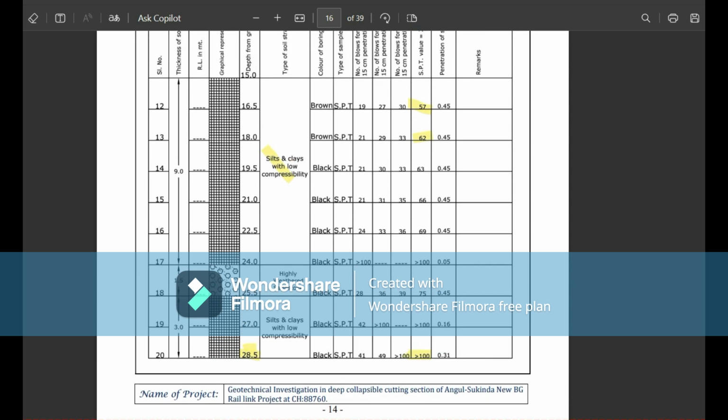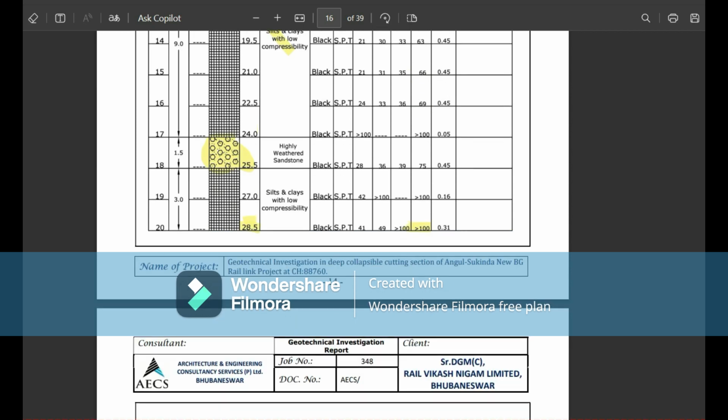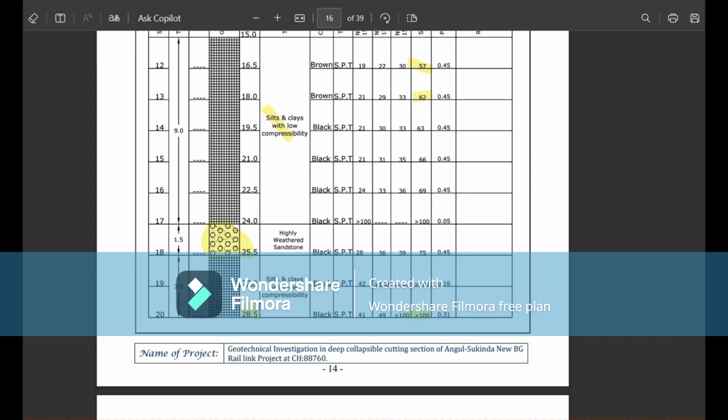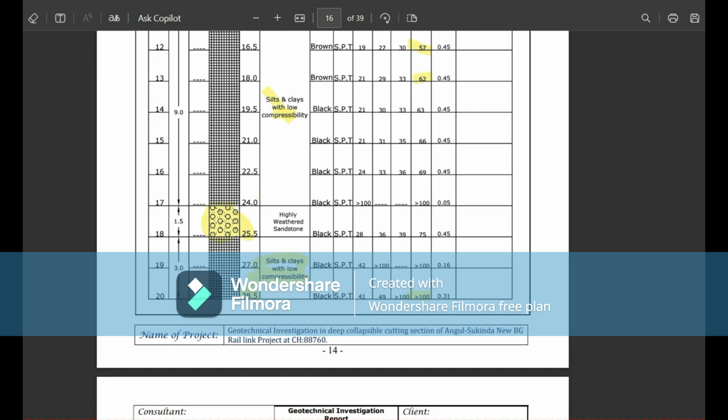Here we found different types of soil, such as sandstone found at the level of 24 meter to 25.5 meters from the ground level. Some weathered sand was found. All the rest is silt clay with low compressibility, mostly silt and clay with low compressibility.